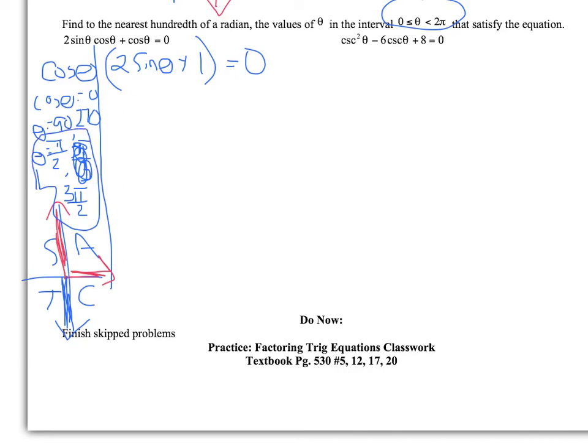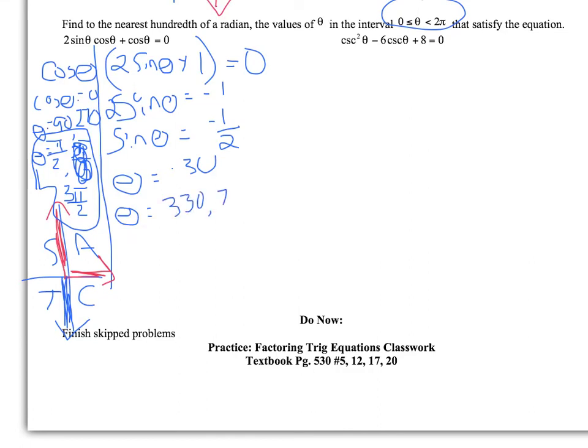On the left-hand side, let's subtract the 1. So 2 sine theta equals -1. Divide by 2. Sine theta equals -1/2. We did this above. When sine theta equals -1/2, you get -30. But the ones that really work are 330 and 210.